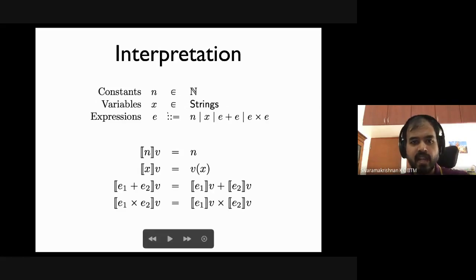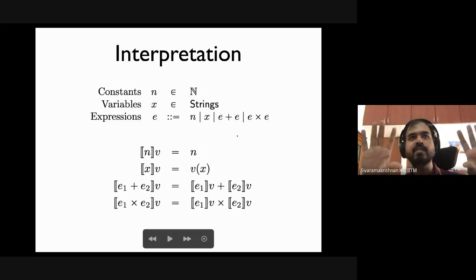So it has constants, it has variables which are strings, and the expressions are constants and variables. You have addition and multiplication, right? These are like subterms, and they could be arbitrarily complex expressions. So that's the syntax, which is what we had seen in the previous class.